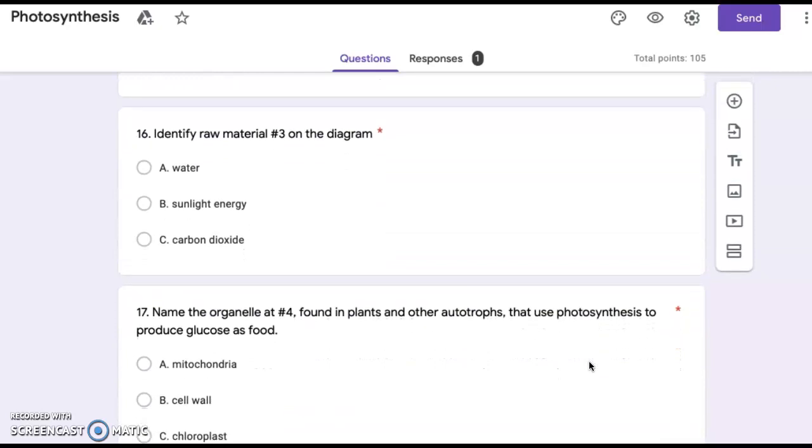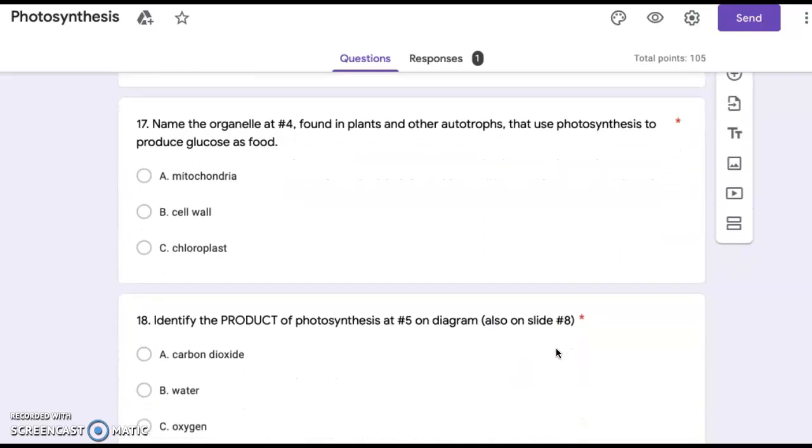16. Identify raw material number 3 on the diagram. A. Water, B. Sunlight energy, C. Carbon dioxide. 17. Name the organelle at number 4 found in plants and other autotrophs that use photosynthesis to produce glucose as food. A. Mitochondria, B. Cell wall, C. Chloroplast.